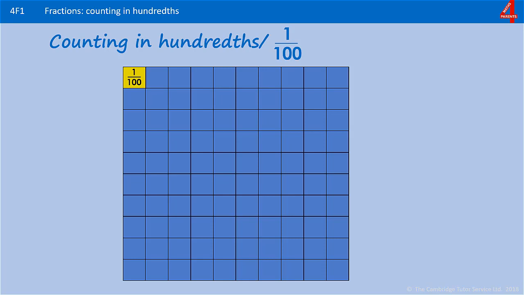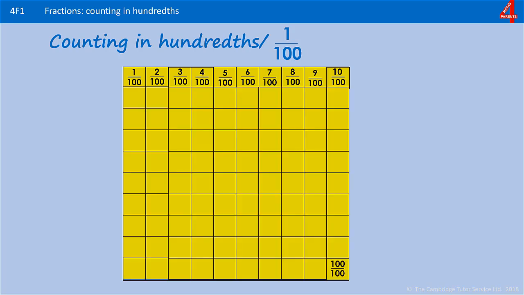Each time we fill in one of these blocks, we're filling in 1/100th of the big blue block. So when we divide something by 100, each one of those pieces is 1/100th of that whole piece. If we fill a whole row, we've got 10 out of 100, 10 hundredths. And if we fill the whole thing, we have 100 hundredths, which is equivalent to 1. 100 lots of 100ths equals 1.